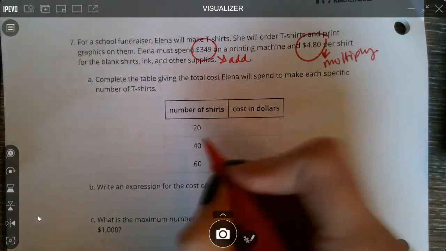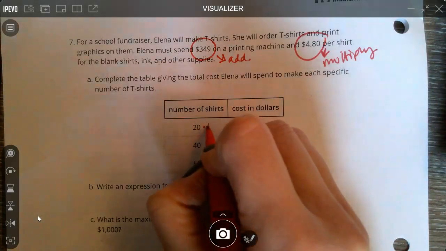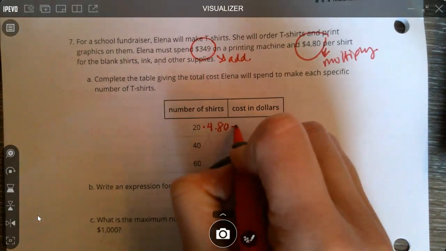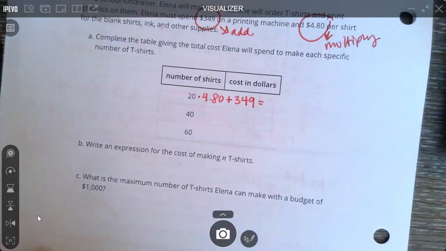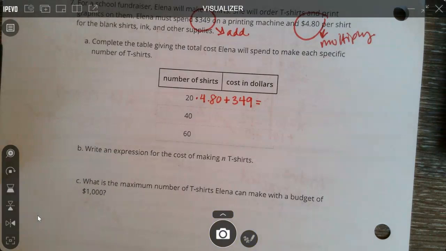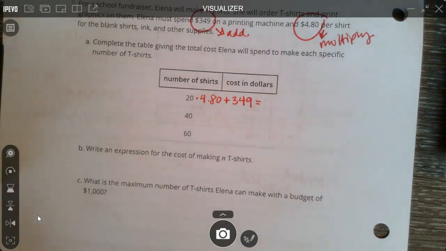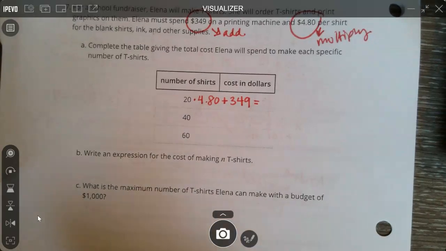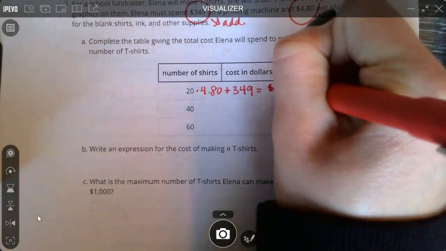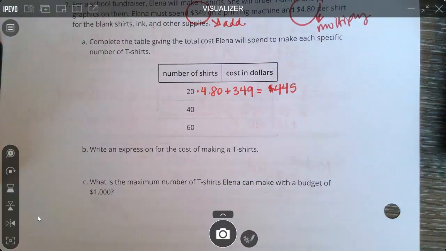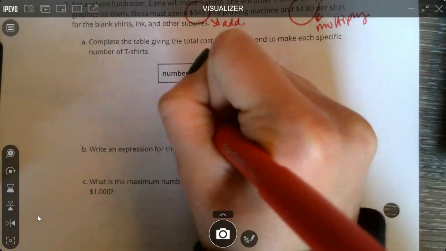Okay, well if I have 20 shirts, 20 times 4.80 plus $349, what do I get? A lot of you told me 96, which is great because you were able to find the price of the shirts, but you just forgot to add the price of the machine. So this should be $445.